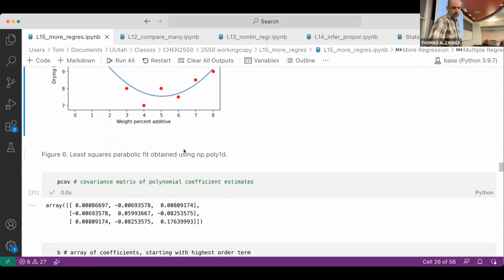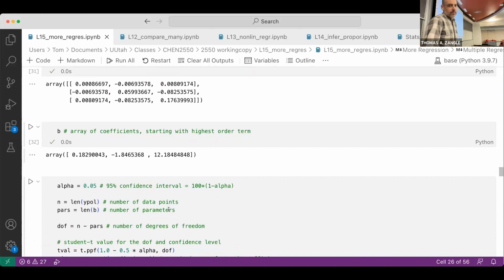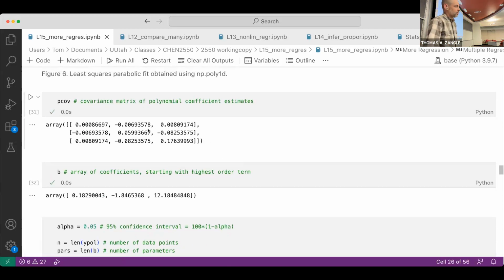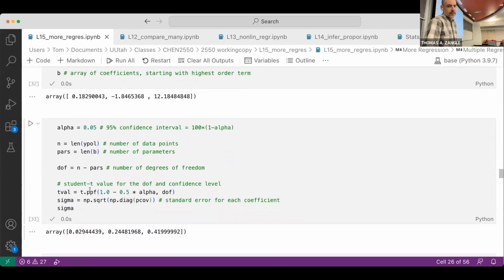So when we look at our results, we can find, for example, the array of coefficients, where the format of the output starts with the highest order term. So this would be our A2, our A1 in the middle, and our A0 on the right-hand side. And we can then use the covariance matrix, just as we did in our linear regression lecture, to find the confidence intervals on the coefficients that we found from the polynomial fit.